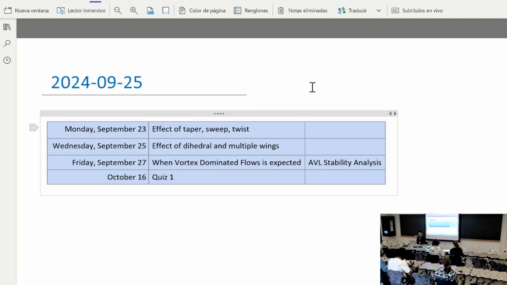All right. So today we're going to be looking at the effect of multiple wings and dihedral. Last lecture we were looking at the planform from above, which looks at taper and sweep, right? And at the end we mentioned that when you add taper and sweep, the wing tips are going to get a higher angle of attack. We didn't mention twist, but the twist is really used to counter that.